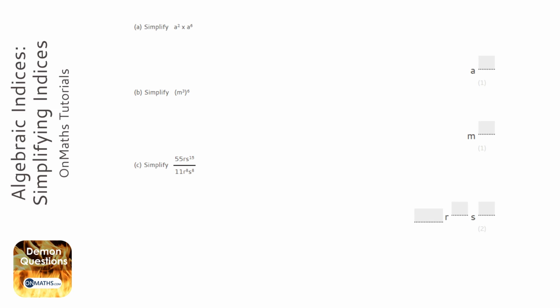These questions are just based on a few rules of indices. The first rule says that if you've got two powers with the same base, which these two do because they're both a, you add the powers. Now if you think about it, a squared is a times a, to the power of 6 is a times a times a times a times a times a. So in total we're timesing a by itself 8 times. So it's a to the power of 8.